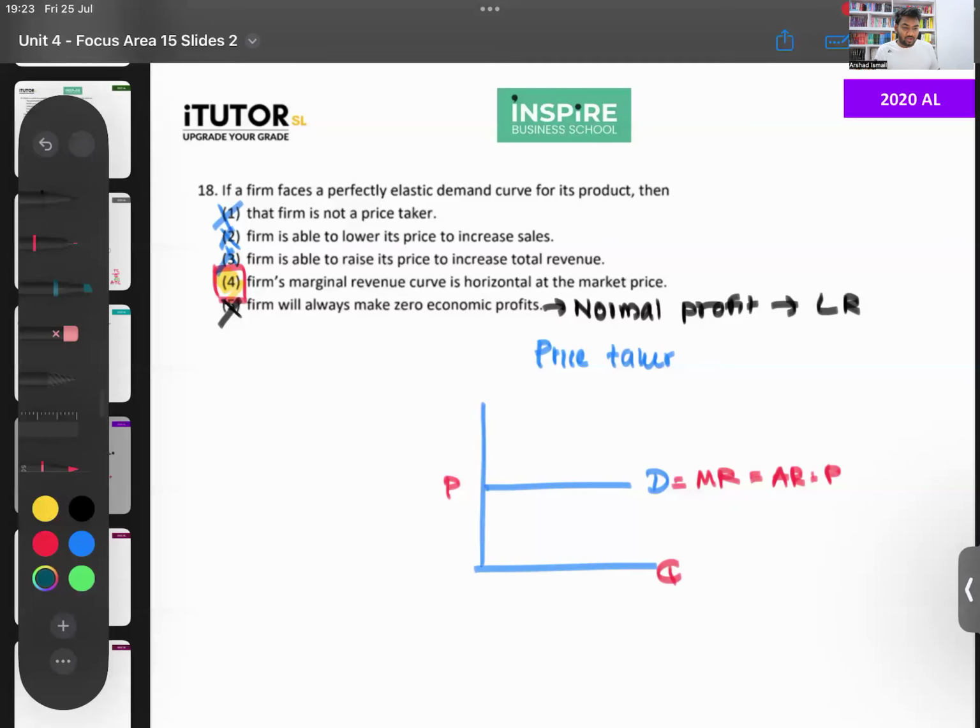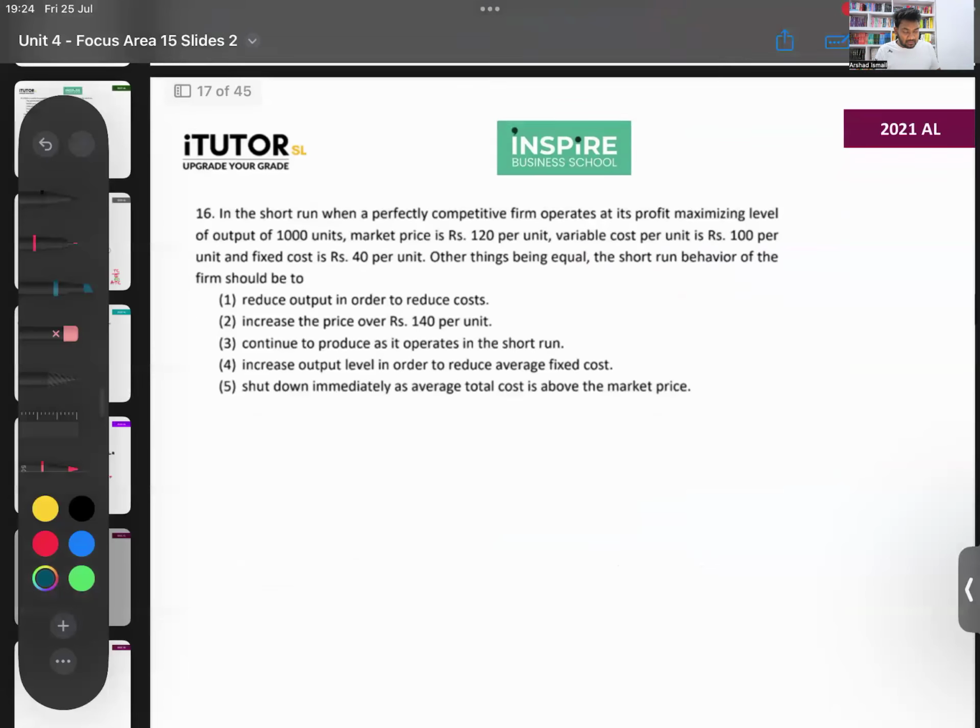Will perfectly competitive firms always make normal profits? That is what I said. No. In the long run, yes, they will always make normal profits. But in the short run, they can make supernormal profits. They can even make losses. Okay, then go to the next one.